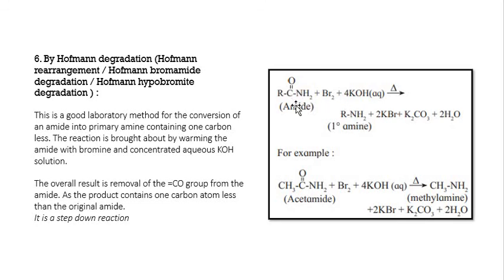If we see the reaction, in this reaction one amide is taken and it is heated with bromine and aqueous KOH solution, and we will see the formation of primary amine, potassium bromide, potassium carbonate and water. Let's suppose we have taken acetamide or ethanamide. When ethanamide or acetamide is heated with bromine and aqueous KOH, we will get methanamine with potassium bromide, potassium carbonate and water. So these are the methods of preparation of amines.